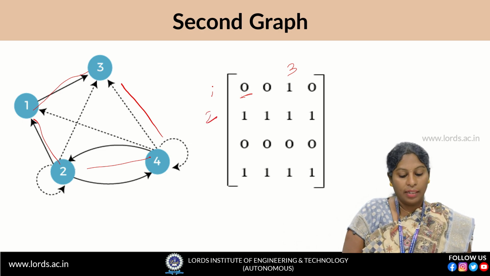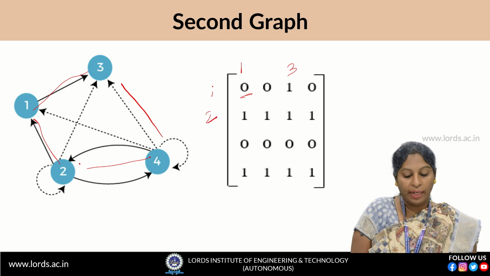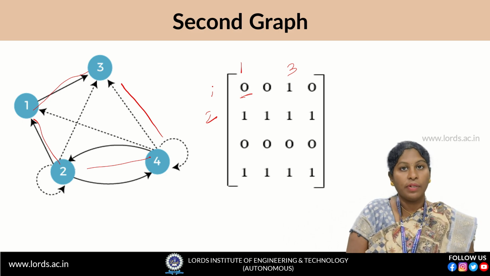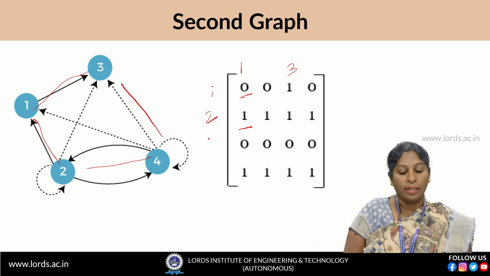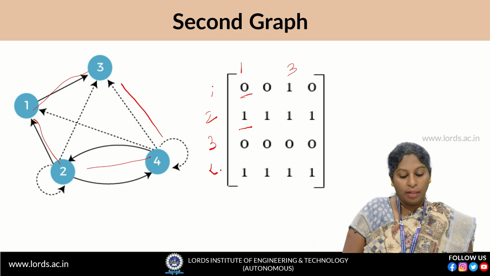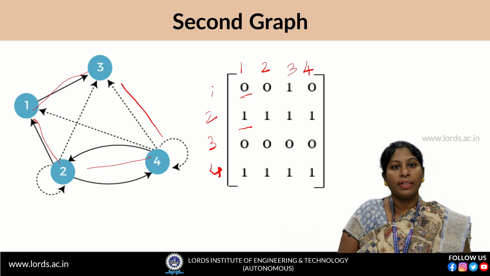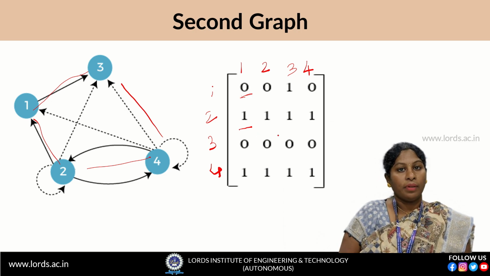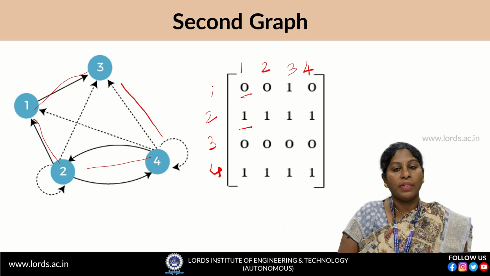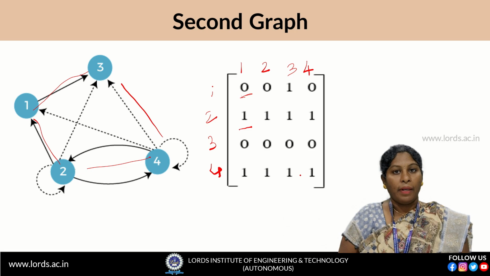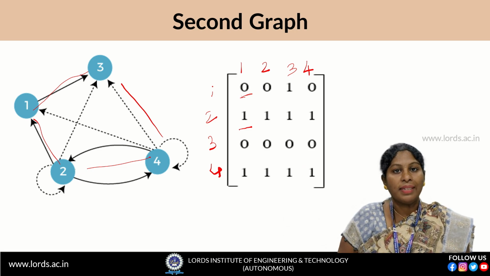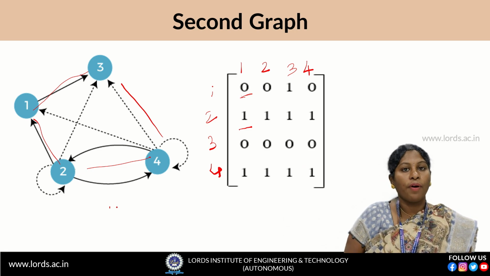The same way here we can consider 2 and 1. Is there any path between 2 and 1? Yes, so that's why we consider it as 1. Likewise for the 4 rows as well as the 1, 2, 3, 4 columns, we need to consider all the rows as well as the columns and assign zeros and ones. This is an adjacency matrix for this particular graph.